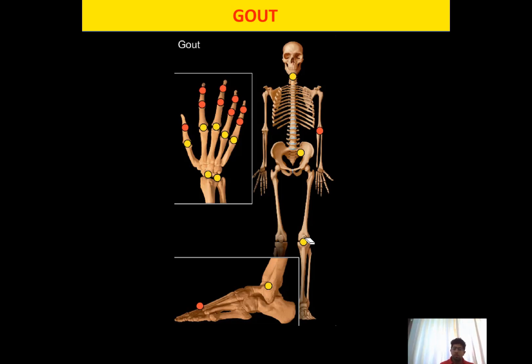So specifically, we have to remember that the lower limb is more commonly involved than the upper limb. The smaller joints are more common than the larger joints. And when the axial skeleton is involved, the thoracolumbar vertebral bodies are more commonly involved than the cervical vertebral bodies.